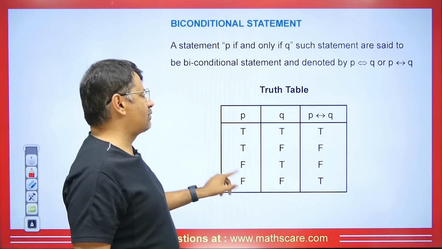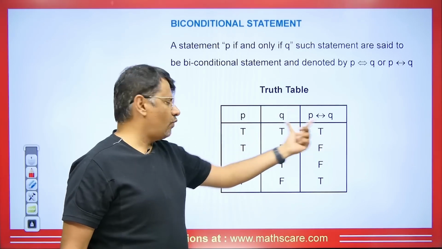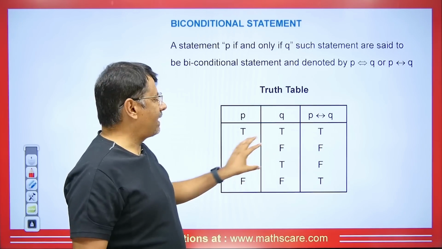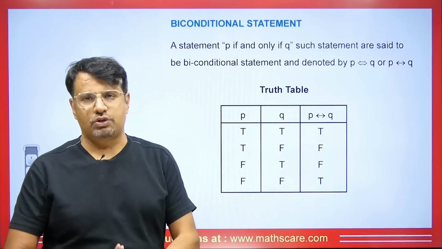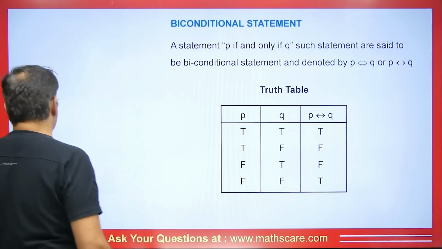Let's consider here true, true, false, false and true, false, true, false. If it is true, true, then it will be true. And if it is false, false, then also it will be true. And in all other cases, it is false. Is this clear or not? So you need to pay attention to this. Ultimately, students get confused here.